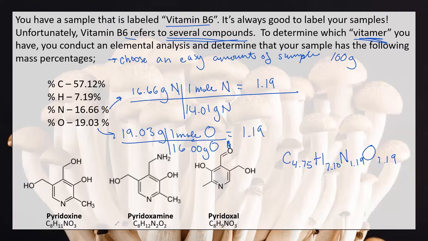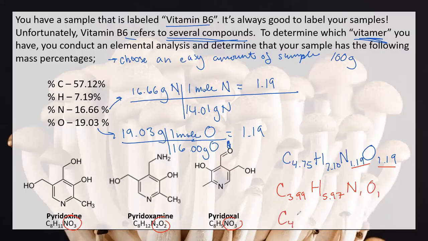Because out of all of these, the nitrogen and oxygens are pretty clear. And the only one that has a 1-to-1 ratio of nitrogen and oxygen is this pyridoxamine, this one in the middle. But I can divide all of these by the lowest number that I get. So if I divide everything by 1.19, it comes out to me as 3.99 carbon, 7 and 1.01. And that's really close.